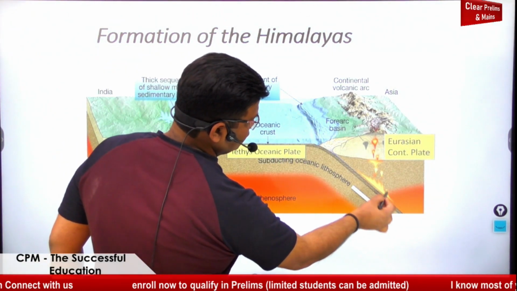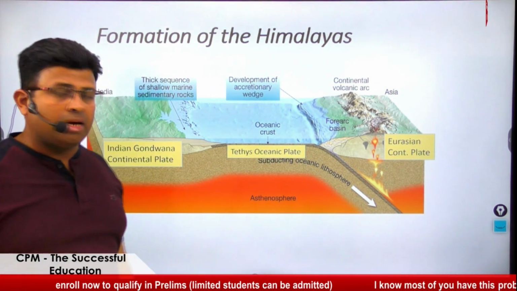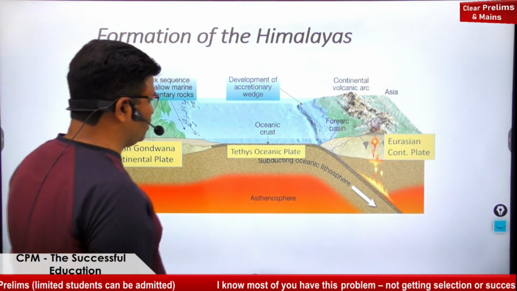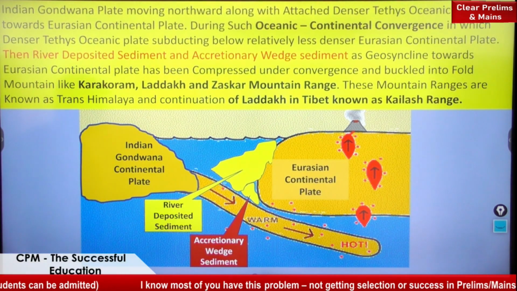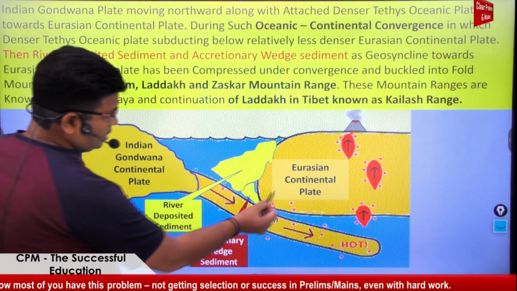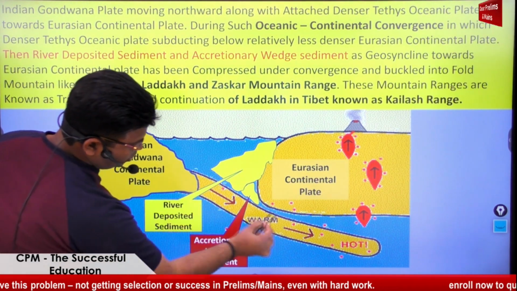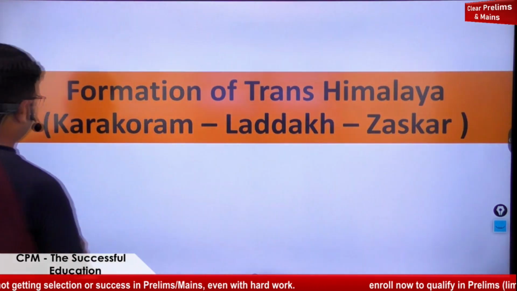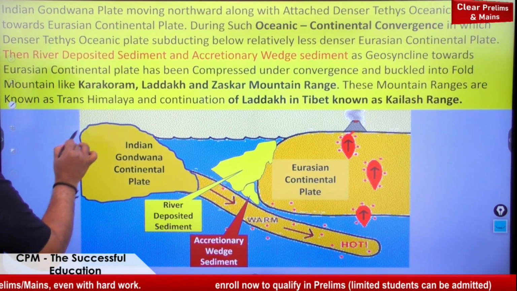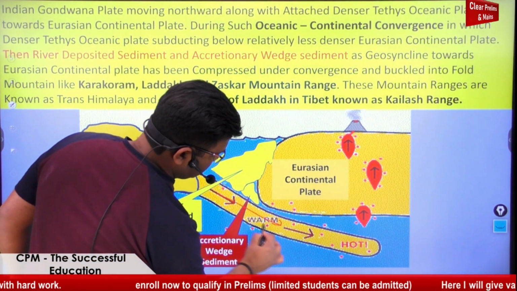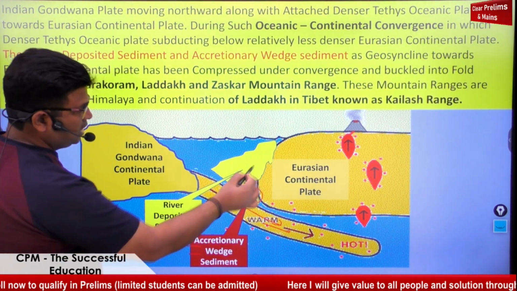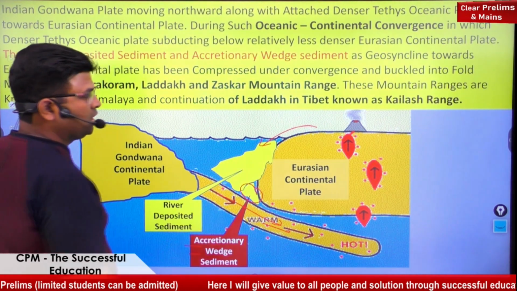You can see that due to the friction there is formation of what? Magma. And this magma wants to come up in an explosive volcanic eruption. In another picture, again the Indian Gondwana continental plate, the Eurasian continental plate and the Tethys oceanic plate. The Tethys oceanic plate is subducting below, and during the subduction there is accretionary wedge sediment formation, and from here the river deposited sediments.